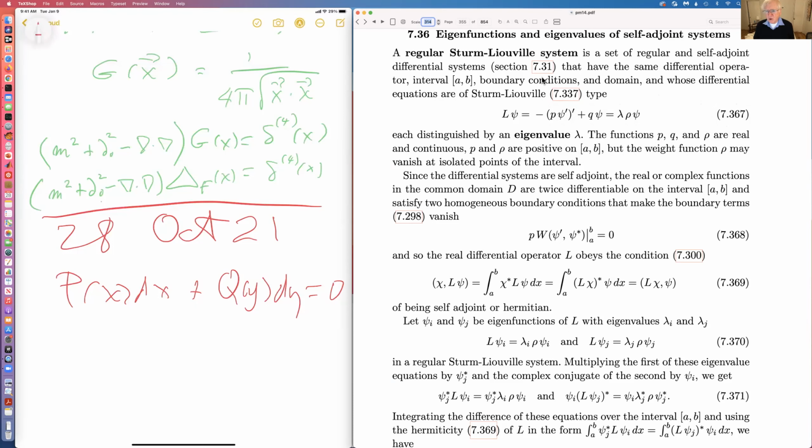That's section 31. They have the same differential operator, interval, boundary conditions, and domain, and whose differential equations are all of Sturm-Liouville type. And the equations differ by the eigenvalue, and the functions p, q, and rho are real and continuous. P and rho are positive on the interval. And the weight function can vanish at a couple of points, but it's got to be basically positive.